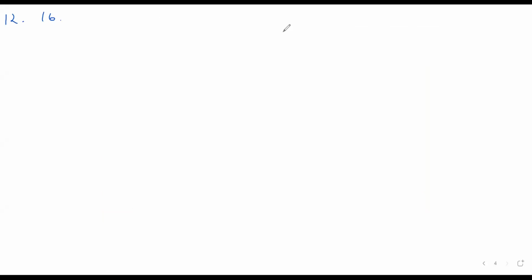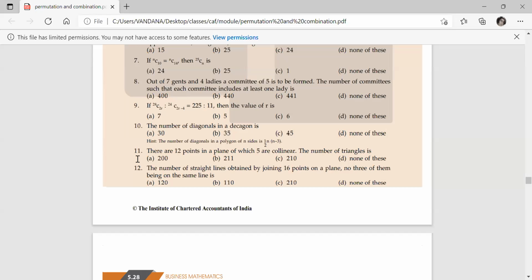See, 2 points are always collinear, because 2 points can always lie on a straight line. Collinearity is checked only for 3 points. So out of 16, no 3 points are collinear. How many straight lines will we get? 16C2. That is 16 into 15 upon 1 into 2, which is 120. A.